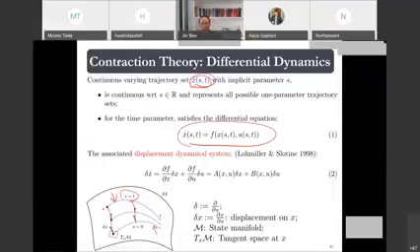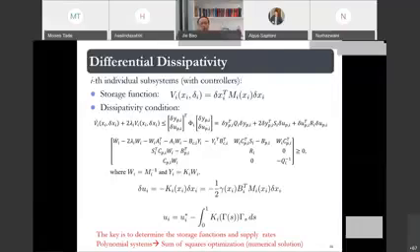So the whole idea is we want to design the storage function as a function of not only the state x, but also the displacement delta x. So the storage function becomes delta x transpose M(x) delta x. And the dissipativity condition needs to be satisfied for all possible delta x and also x. So this is basically the contraction result.